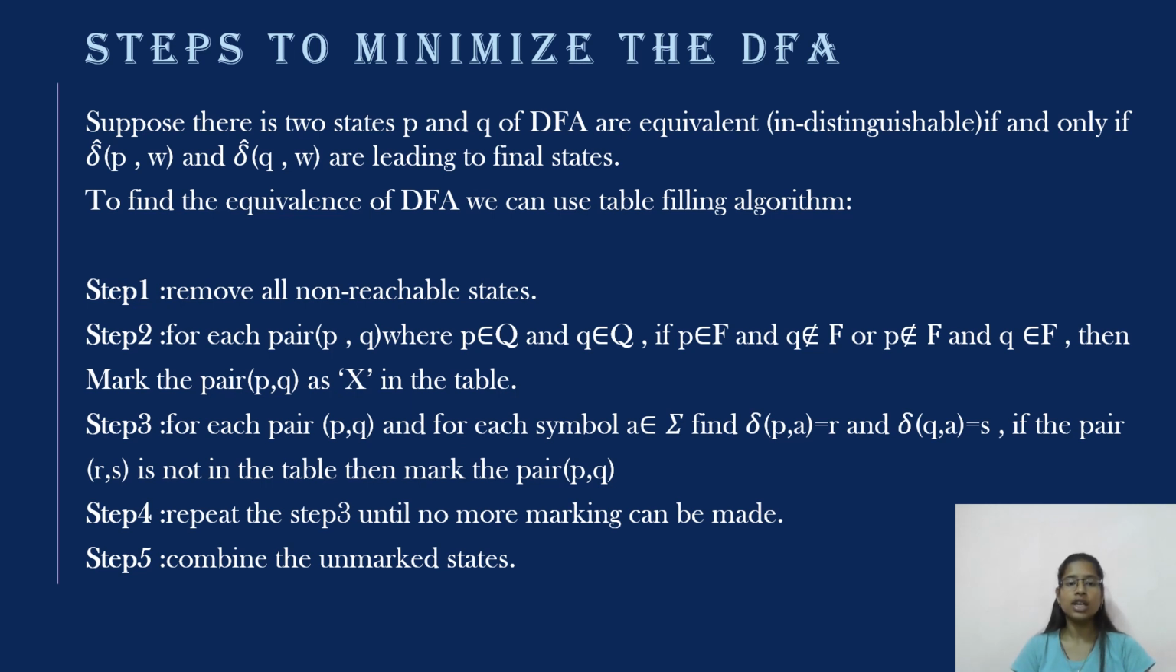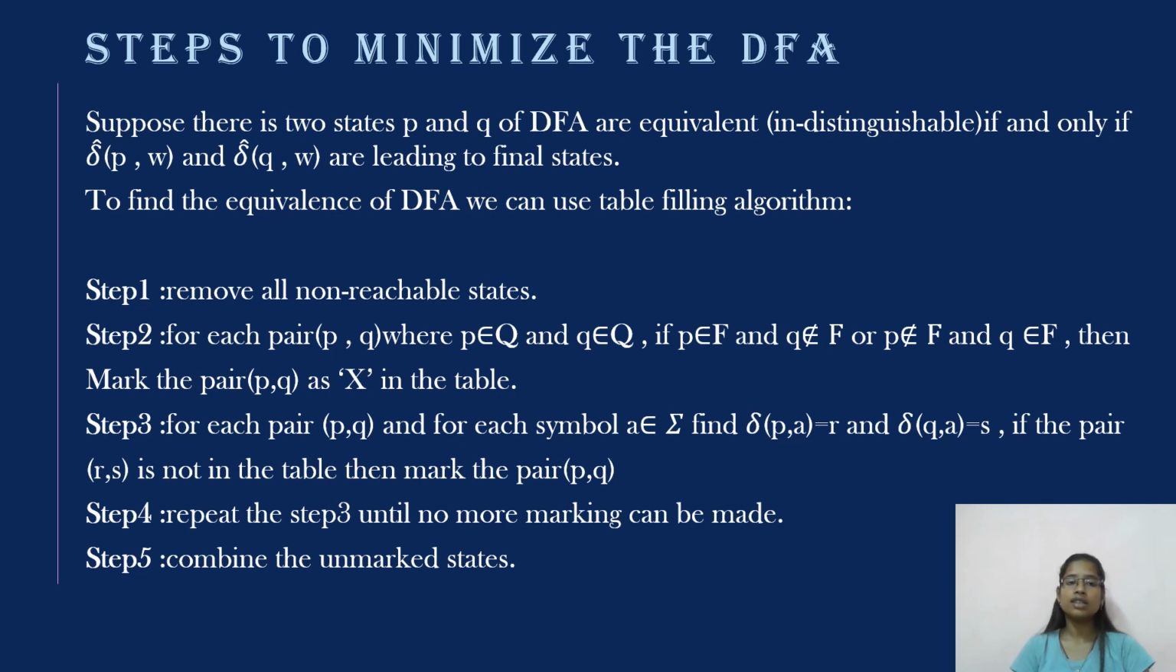Step 3: for each pair P, Q and for each symbol A belonging to the alphabet, find δ(P, A) equals R and δ(Q, A) equals S. If the pair R, S is marked in the table, then mark the pair P, Q. Step 4 is to repeat step 3 until no more markings can be made.